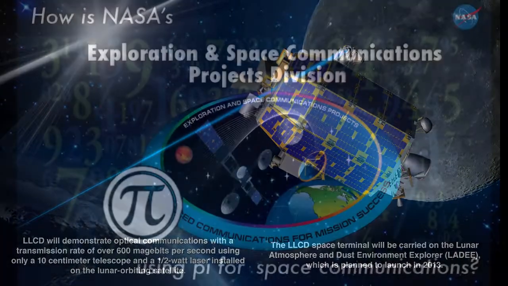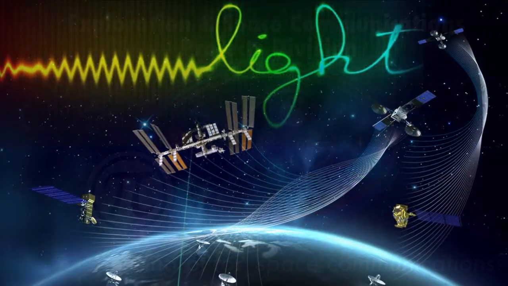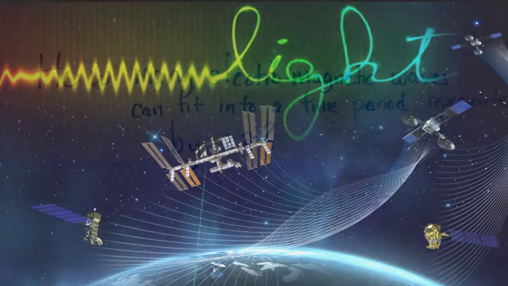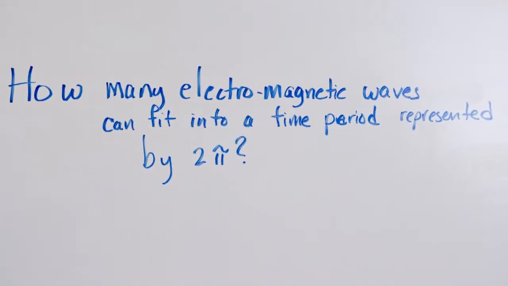So I'm here for International Pi Day to kind of show at least where pi shows up when we talk about communications and light. I'm going to stick to something very simple here. How many electromagnetic waves can fit into a time period represented by 2 pi?